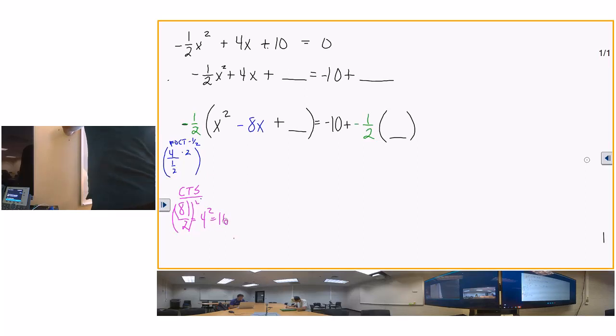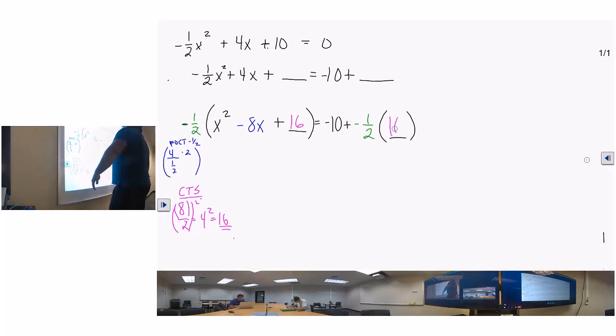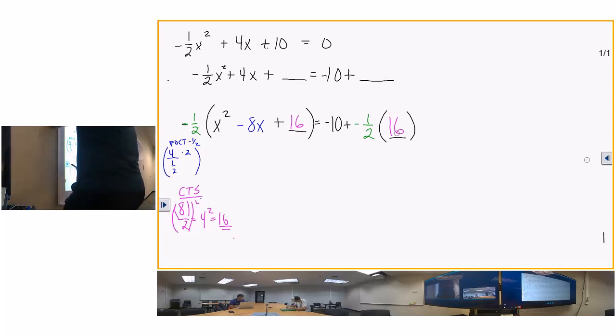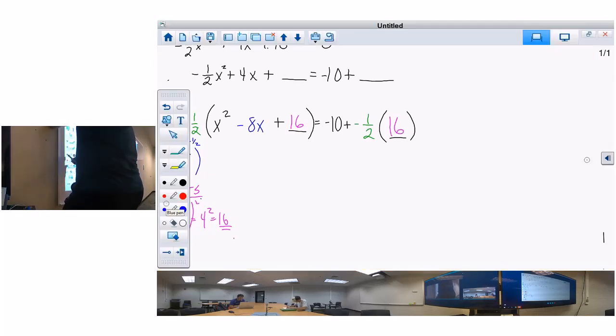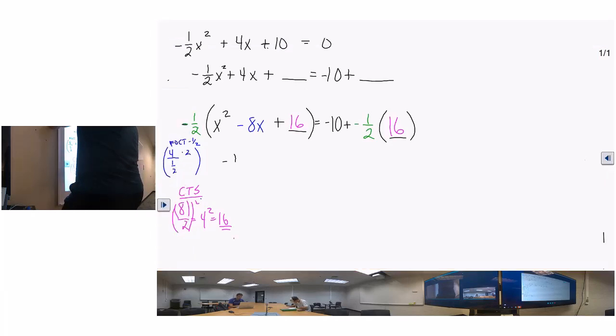So that 16 is going to go here. It's going to be x minus 4 squared. What? It's going to be x minus 4 squared. Yes. Because it's going to be shortcut number 2. You're not supposed to say that. You're supposed to act like you're never going to get the shortcut. That's what you're supposed to act like. All right. So negative 1/2 times x minus 4, quantity squared.